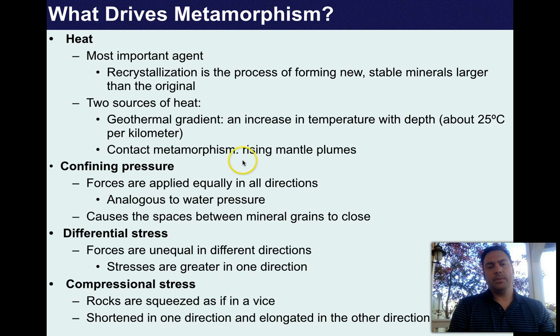Contact metamorphism: rising mantle plumes, for example, bring molten rock right up in contact with cold rocks up in the Earth's crust. And so that's contact metamorphism. It's like putting a blowtorch right on the rocks.